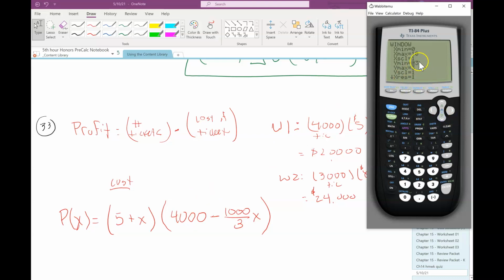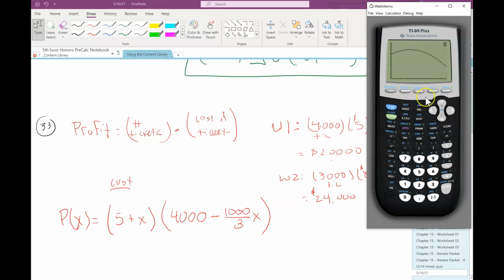My profit, well, 0 can be the minimum, but the maximum is going to be bigger than 24,000, right? So I don't know what that's really going to be. I'm going to pick 30,000 just to be safe. That seems like more than enough. And then let's give this a go. Let's see what we get. So there's my function. So my maximum is somewhere over here, right?